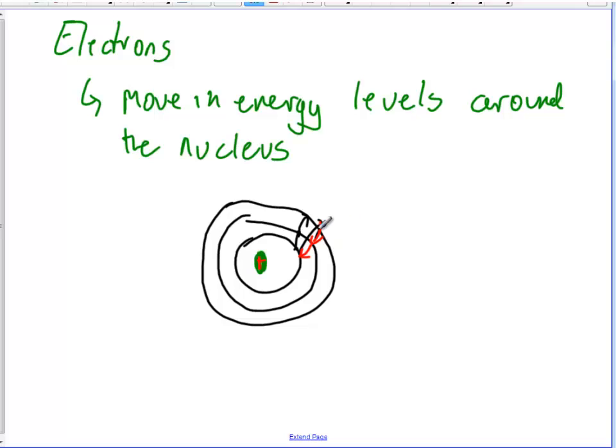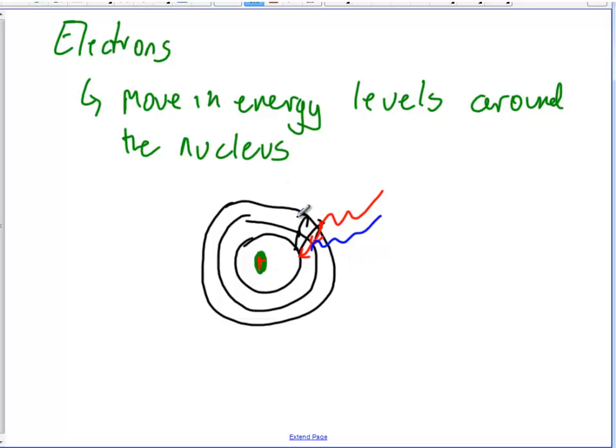And when they do that, since energy can't be created or destroyed, they have to give off that extra energy, and they give it off as waves of light. And depending on how much energy they lose, they might give off red light or blue light or green light. And that's actually how Niels Bohr discovered these electrons move in energy levels. He looked at the colors of light produced and was able to determine energy.